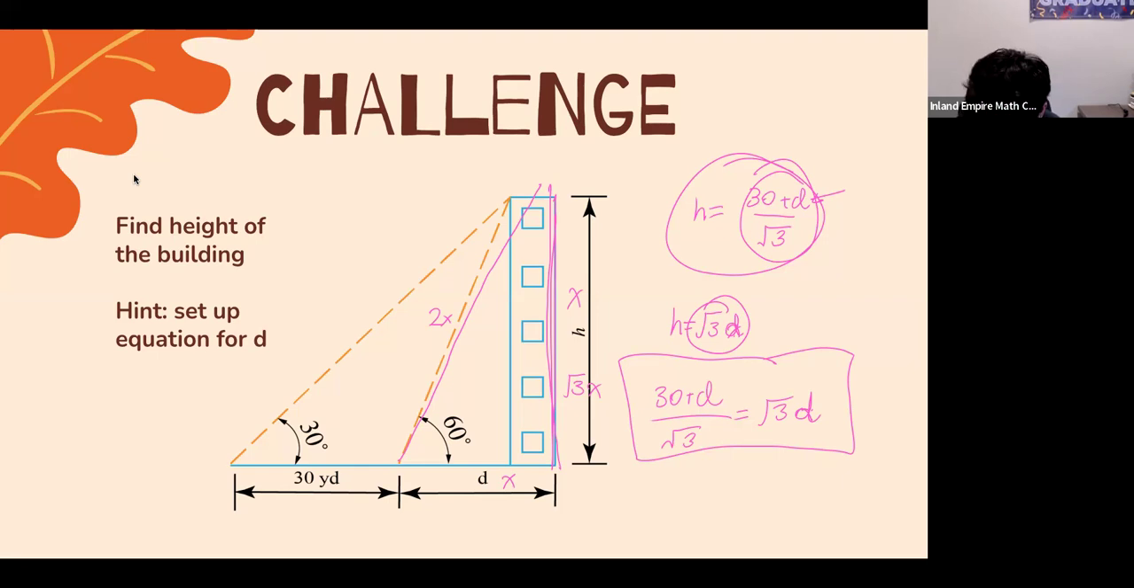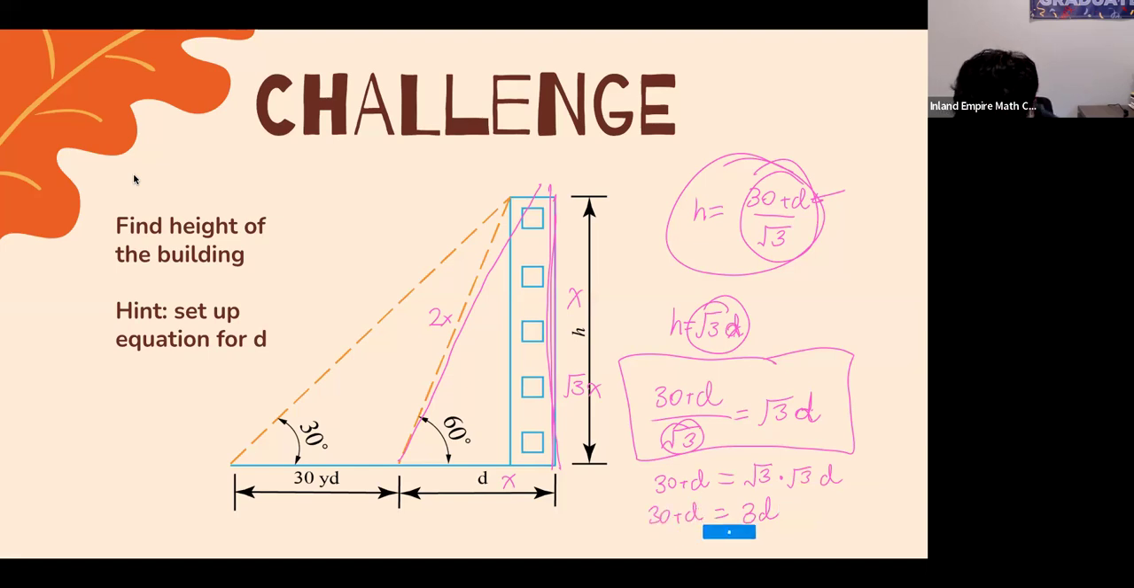We're going to multiply both sides by root 3. So on this left side, that'll get rid of this denominator that's pretty annoying right now. And then we'll multiply the right side by root 3. What's root 3 times root 3? Well, by definition, it's just 3, right? So 30 plus d equals 3d.